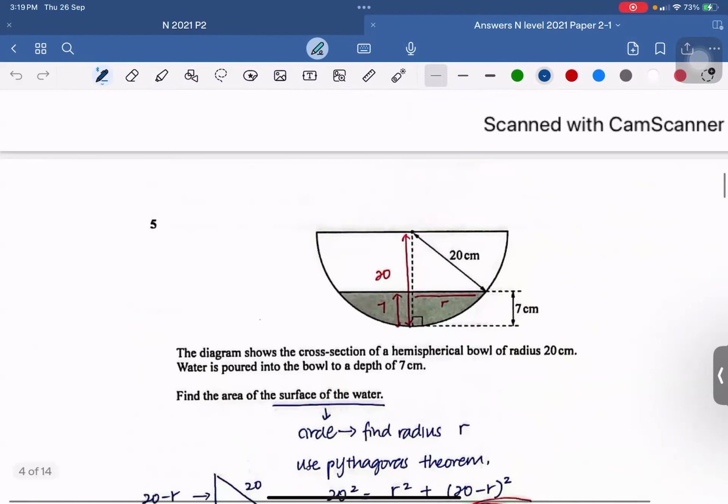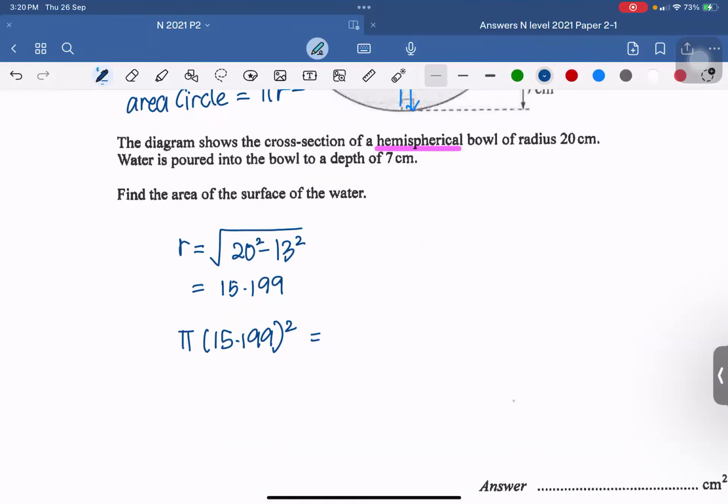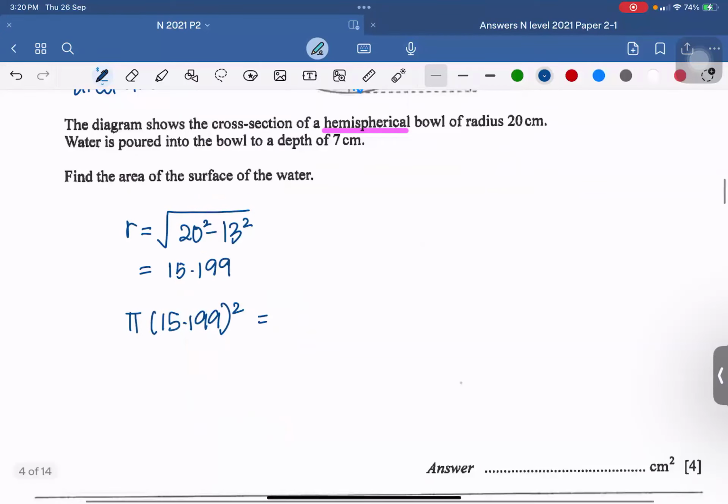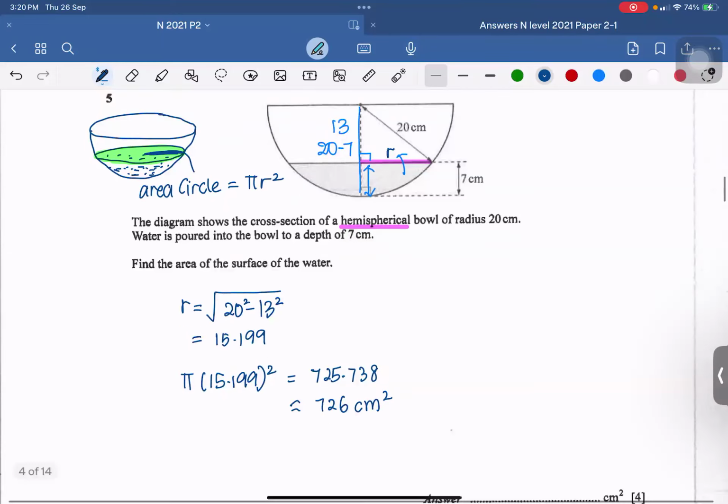So anyway, I want the area of the surface of water. Then pi r squared, this one will be my answer. Wow, 4 marks, just like that. Did I do it wrongly? Oh yeah, confirm this one. Now then my logical brain cells come in. So this one, my answer will be 725.738, rounded to 368.726 cm squared. This one okay? So that is for question number 5.